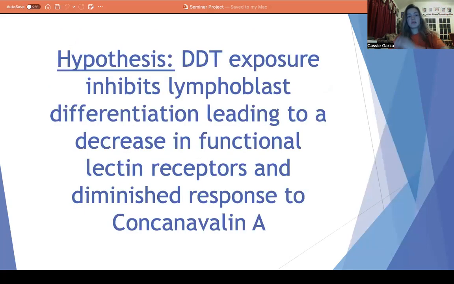Okay, so with that, we're going to move on to our hypothesis that consists of all the background information that we're going to need. The hypothesis here is going to be that DDT exposure inhibits lymphoblast differentiation, leading to a decrease in functional leptin receptors and a diminished response to concanavalin A. So let's get straight into the results.